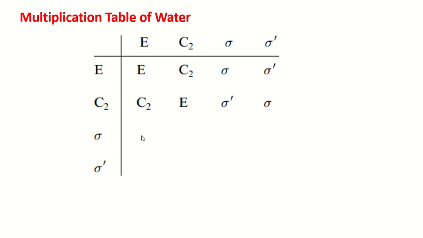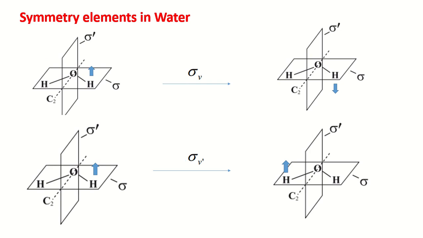Sigma again, because if any operation is commuting with the identity, the resultant would be the same, which is sigma. In this case we are commuting sigma with the identity, so the resultant would be sigma. What happens when we are commuting sigma with C2? First we need to apply sigma, then C2.